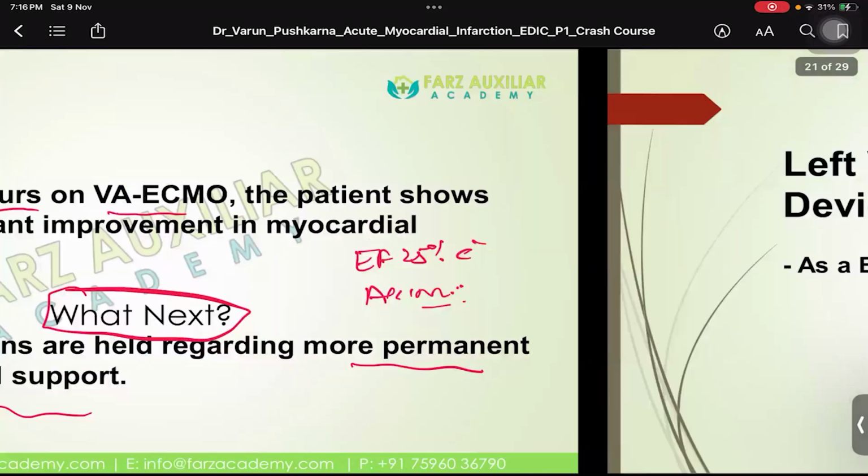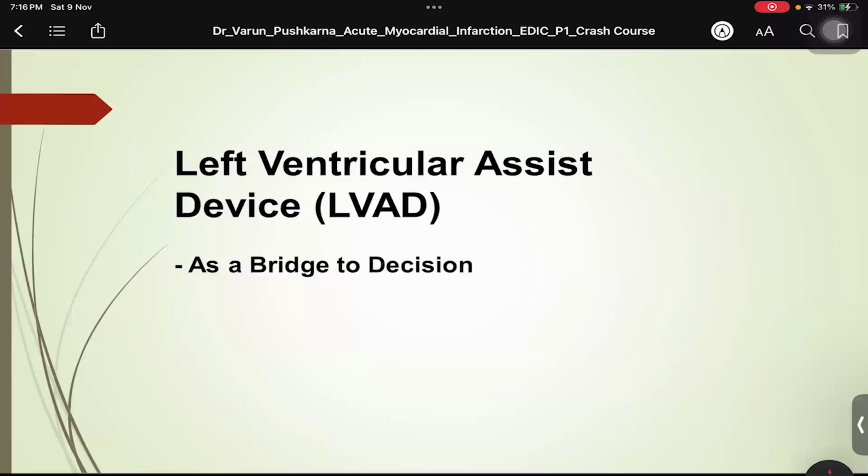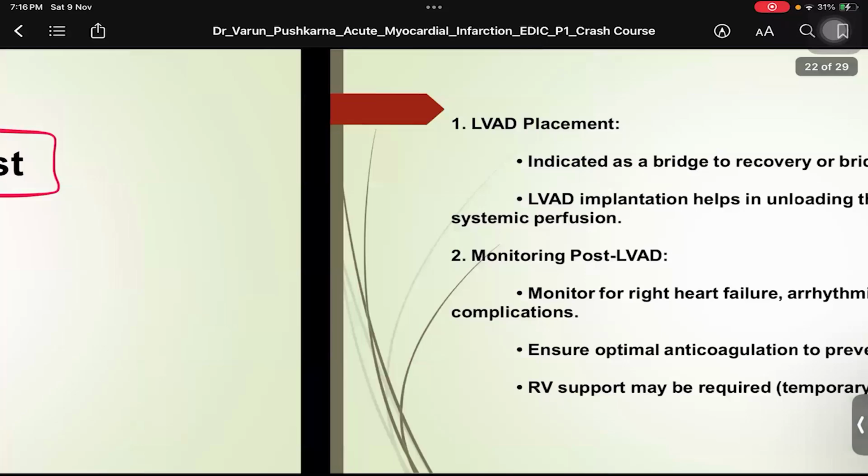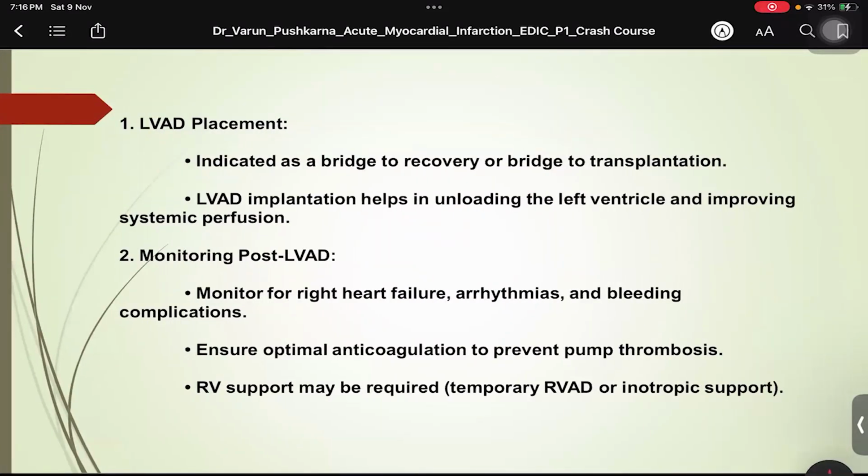So what is the next permanent mechanical support? It is LVAD. Of course, Impella and others are available, which are types of LVAD only. Now, these are a bridge to decision. So LVAD placement, we understand that it is a bridge to recovery or bridge to transplantation. LVAD implantation helps to unload the left ventricle and improve the systemic perfusion.